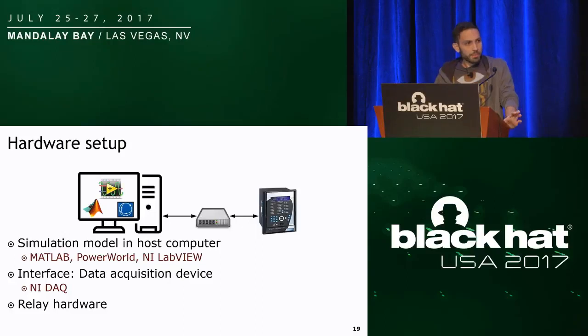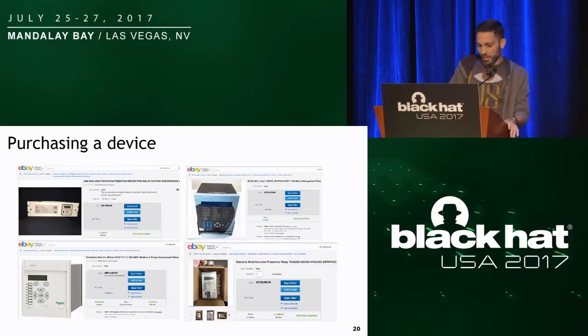So if you remember, in the beginning of the talk Michalis mentioned that besides the model of the system, we need actual microprocessor-based devices for accurate and proper cybersecurity analysis. Therefore, in this setup, besides the data acquisition device and the software, the control equipment, the actual relay, needs to be purchased. And for that, eBay can be a great solution.